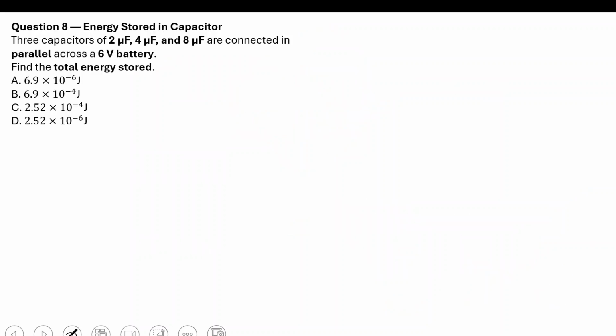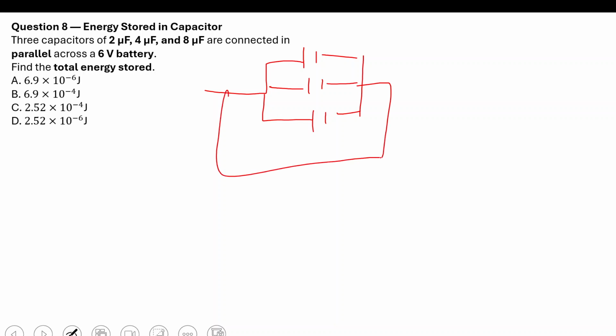Okay, so the next question is testing us on energy stored in a capacitor, and it goes like this. 3 capacitors, 2 microfarad, 4 microfarad, and 8 microfarad, are connected in parallel across a 6 volt battery. Find the energy stored. Okay, by diagram it's like this. They are connected in parallel: C1, C2, then C3. They are all connected across the voltage source, which is 6 volts, and C1 is 2 microfarad, C2 is 4 microfarad, and C3 is 8 microfarad.